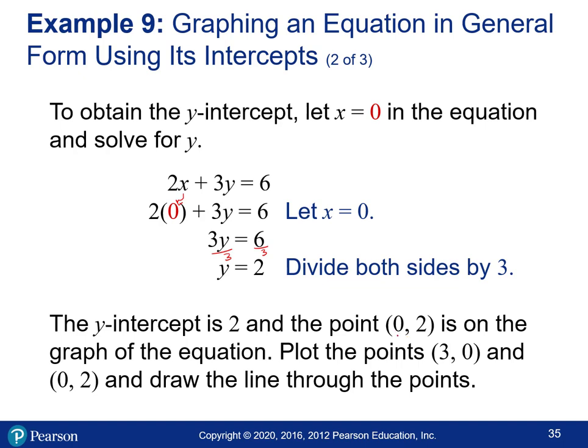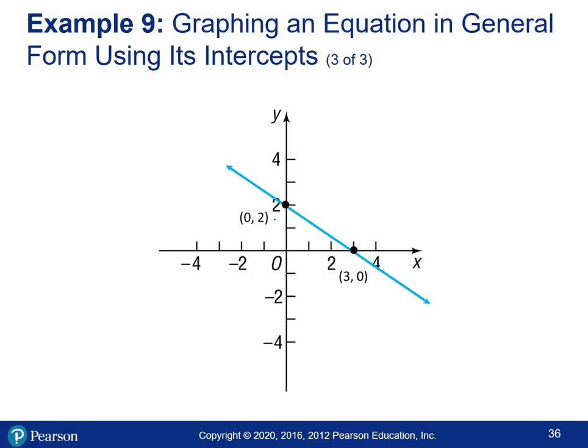As long as we have 2 points, we can draw the line between them, and then that is the graph of our equation. Okay, so notice there is our y-intercept, here is our x-intercept, and then we just draw the line between them, and that is the graph of our equation.